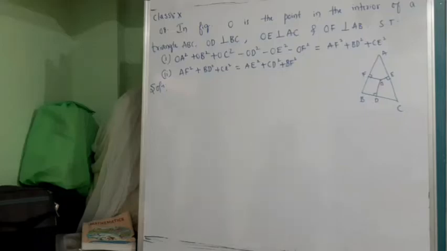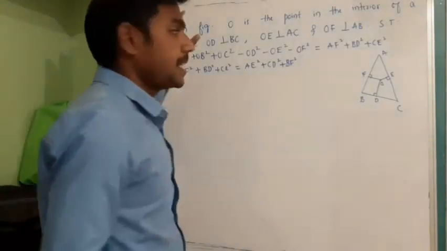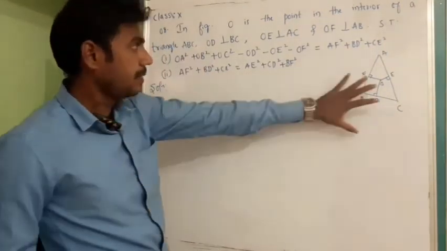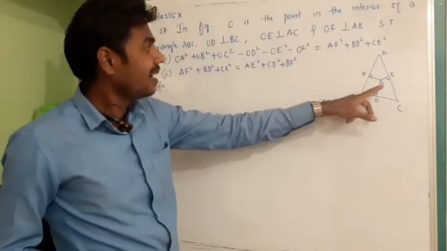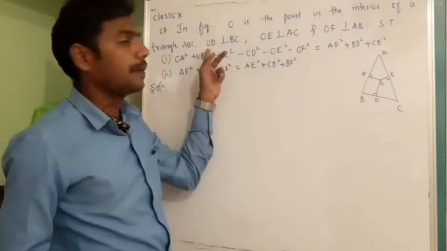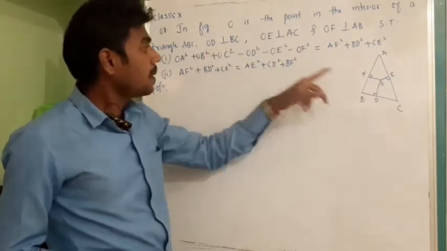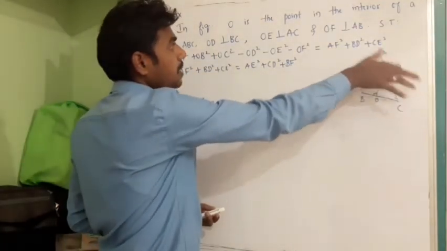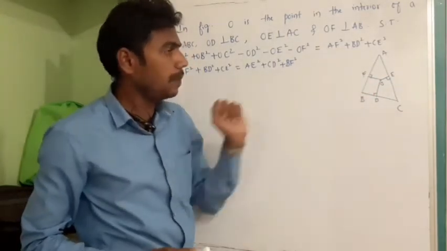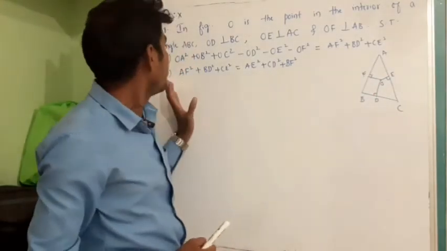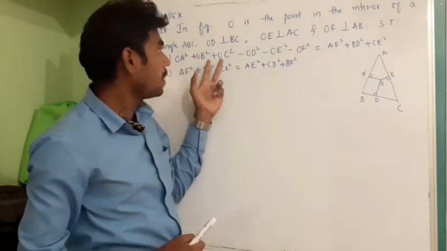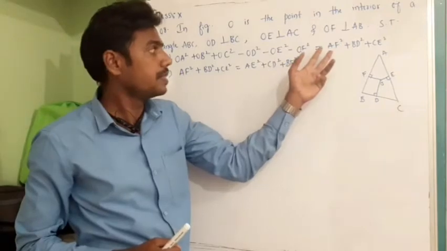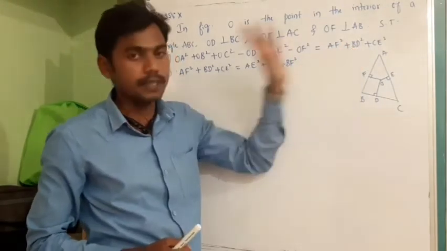Students will continue with exercise number 6.5. In that eighth question, in the figure, O is a point in the interior of triangle ABC. OD is perpendicular to BC, OE is perpendicular to AC, and OF is perpendicular to AB. Show that OA square plus OB square plus OC square minus OD square minus OE square minus OF square is equal to AF square plus BD square plus CE square.